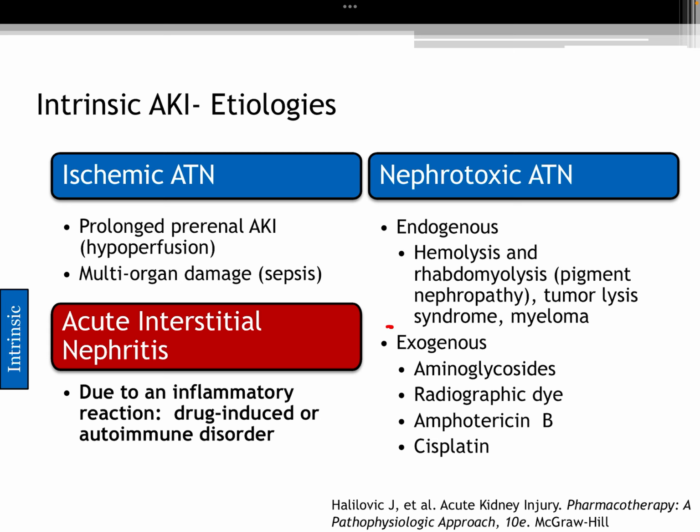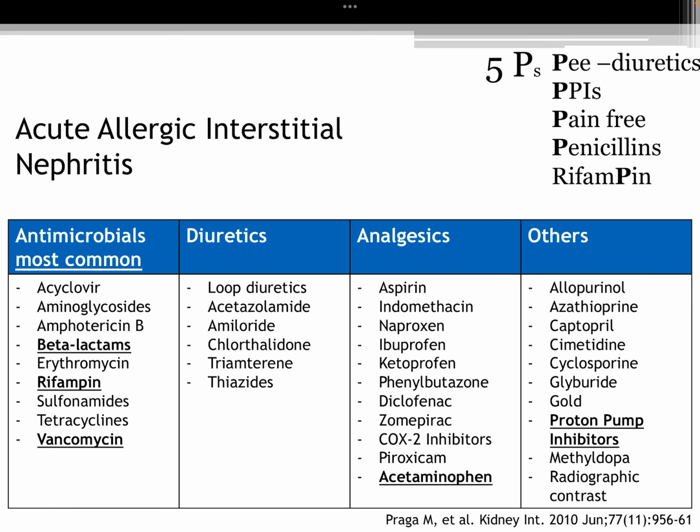So now that we've talked about our exogenous nephrotoxins, let's talk about interstitial nephritis. Now, acute interstitial nephritis is an inflammatory reaction. You can almost think of it as an allergic reaction that goes into the kidneys. And like allergic reactions, it can be caused by a multitude of agents. We're going to focus on the 5 Ps, but it is important to note this.